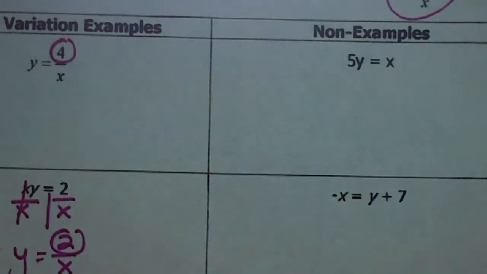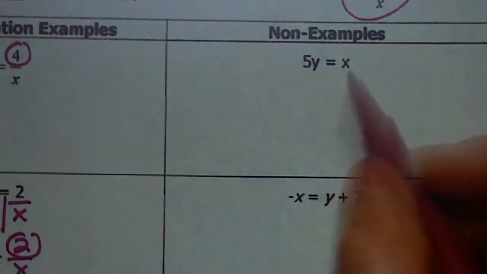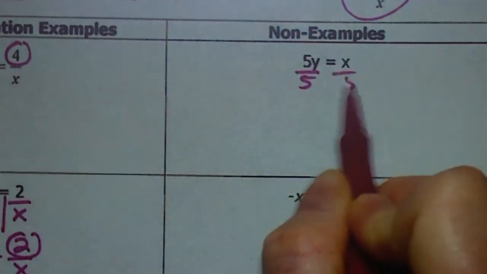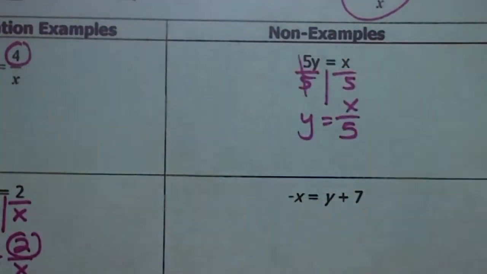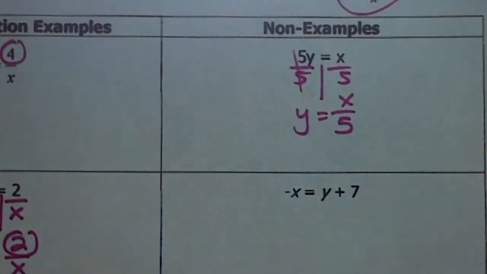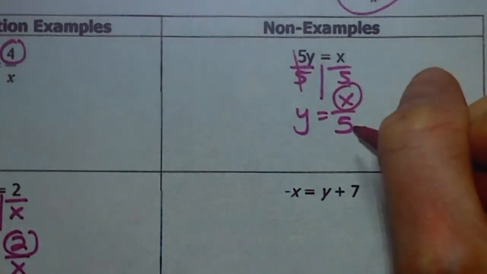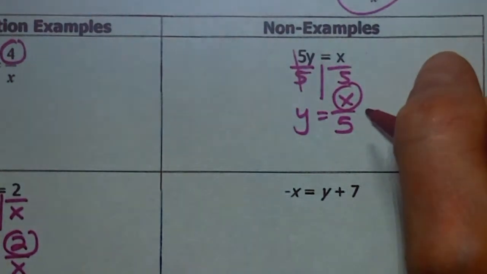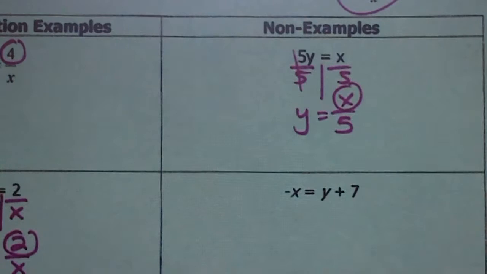Now let's take a look at some of the non-examples. In this first one, 5y equals x, we need y by itself first. So we're going to divide both sides by 5 to get y alone. And this shows y equals x being divided by 5. This isn't the same as 5 divided by x. Remember, when you divide, order matters. So because the x is in the top spot instead of the bottom, this would actually be proportional, not inverse. All right, so this is a no.